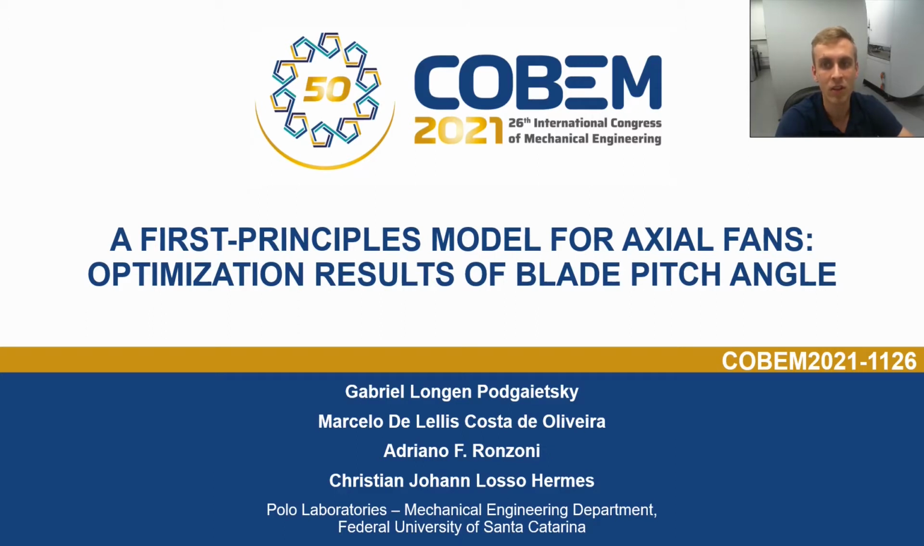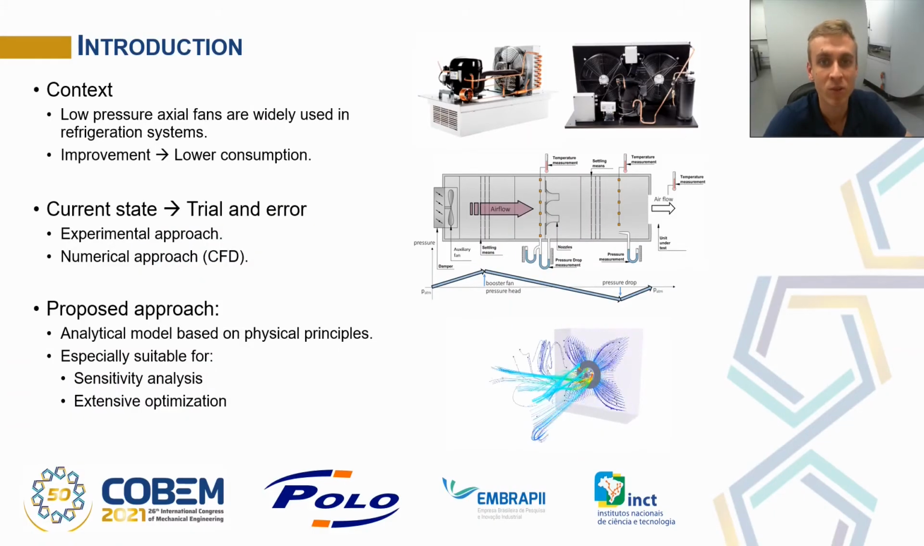So without any further ado, the object of study in this work are low pressure axial fans. They are used in condensing and evaporating units of refrigeration systems. Therefore, improving the fan designs allows for more energy efficiency. The current state of the art in axial fan design is based on a trial and error process using experimental and numerical tools like wind tunnels and CFD.